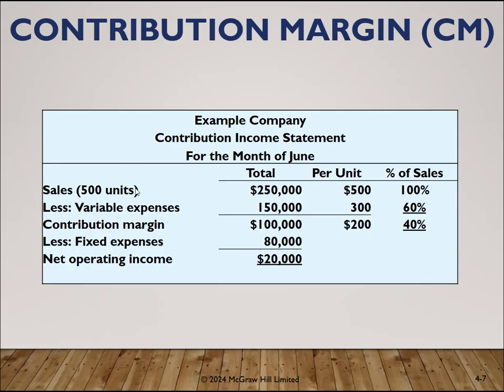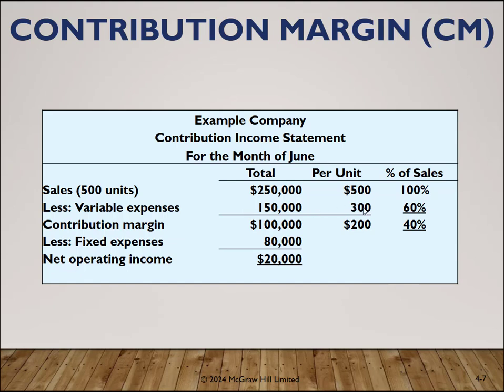Friendly reminder, here is our contribution margin. We start with sales of 500 units. In this example, every unit sells for $500, and then we have a percentage of sales. So you'll see this format a lot, or you might see elements of this format. We might only look at total costs. We might look only at per unit costs. We might only look at percentage of sales. So of course, percentage of sales itself is 100%.